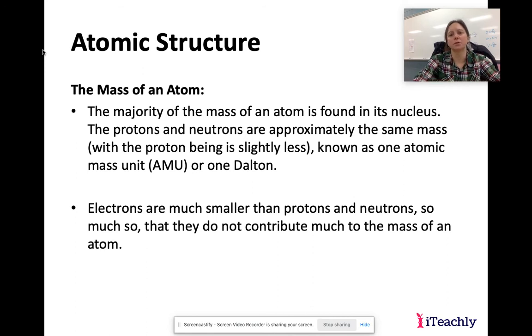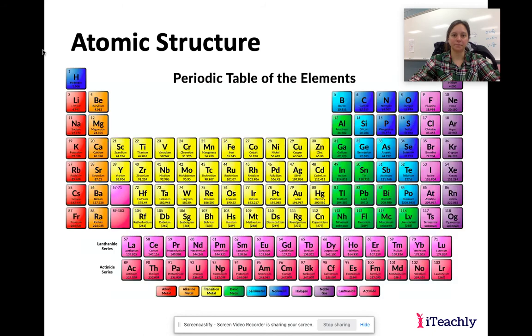So the majority of the mass is in the nucleus because we have protons and neutrons each having one mass. So if I have an atom that has 3 protons and 4 neutrons, we add those up, and that would give me a mass of 7. And so that's where the mass of an atom comes from. It comes from the subatomic particles of protons and neutrons. And we say it has a mass of 7 AMUs, or 7 Daltons. And again, we ignore those electrons because they're so teeny tiny.